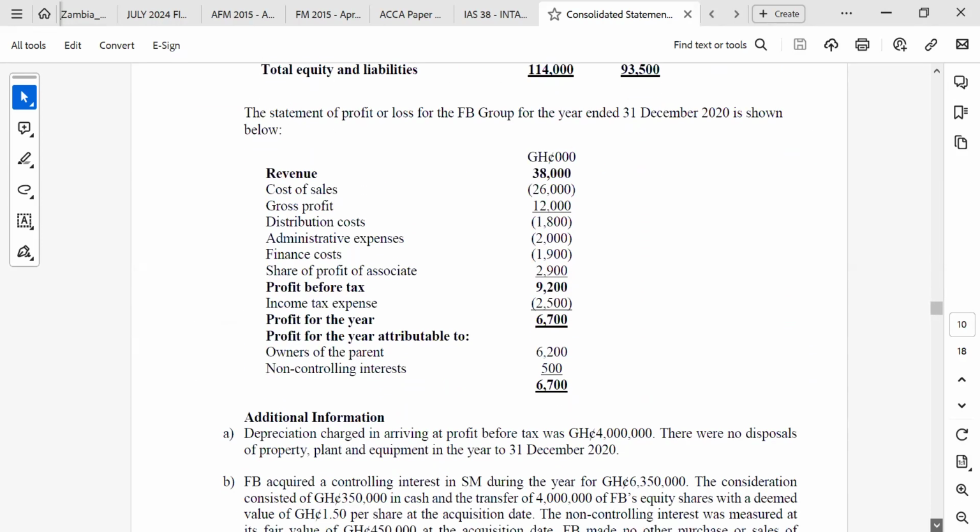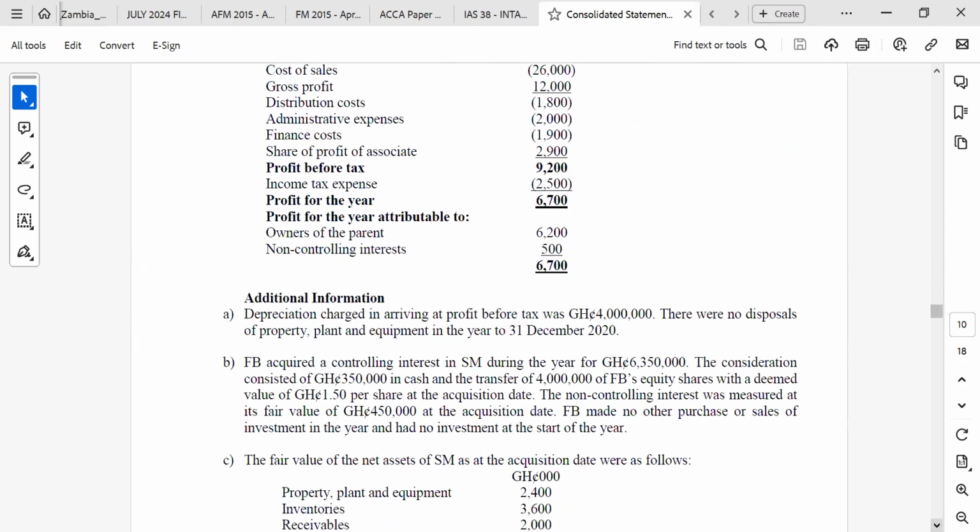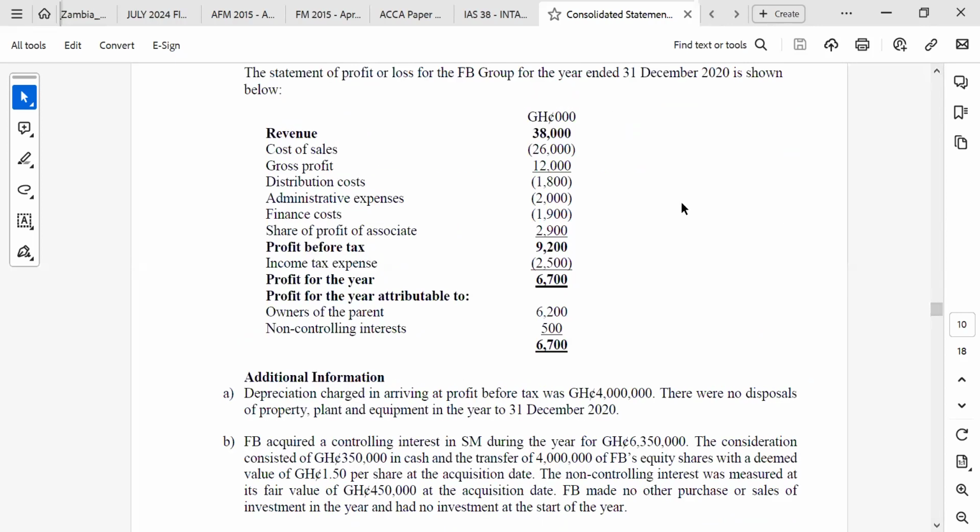indirect method. So just come. What is our profit before tax? We always use profit after the share of the associate profit. So what is the profit there? Let's go to what is the name of the company? FB Group. So we have the consolidated cash flow statement.